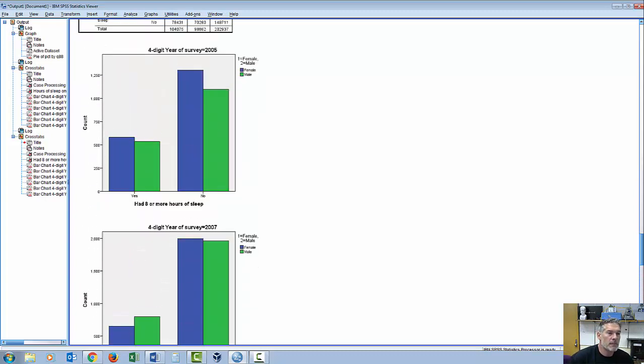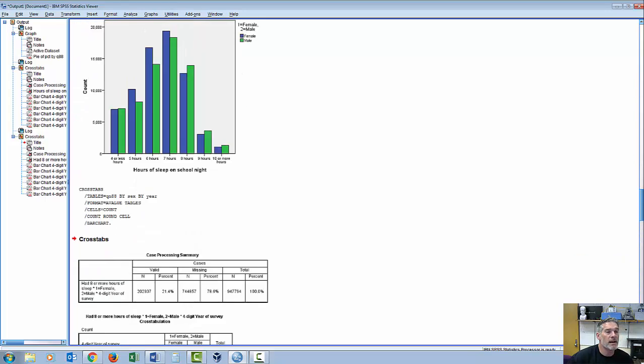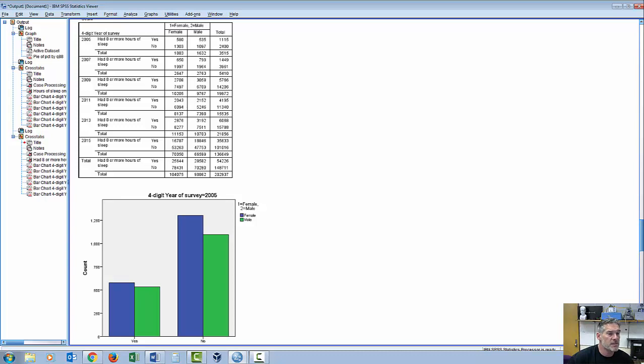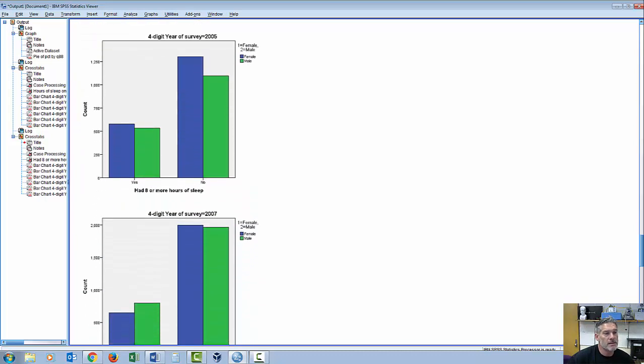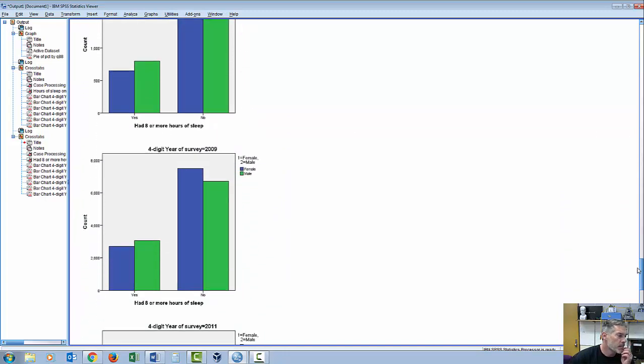So, basically, it kind of shows what we were showing. Scroll down, look at it, and in 2005, it doesn't really show it. Yeah. But in 2007, you can see that for 8 or more hours of sleep, more males said yes to that. More females said no to that. Barely. Yeah. Barely. So then look at the next one down, 2009. That's kind of what we're looking for, but it's not nearly as dramatic or as interesting as the other graphs that we made, is it?